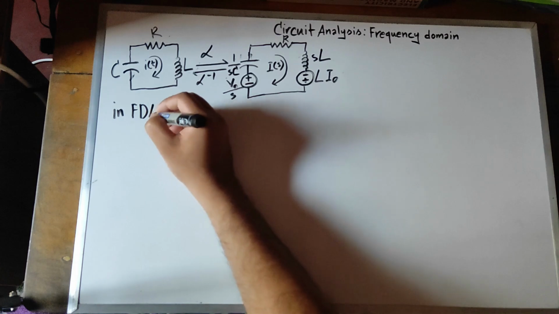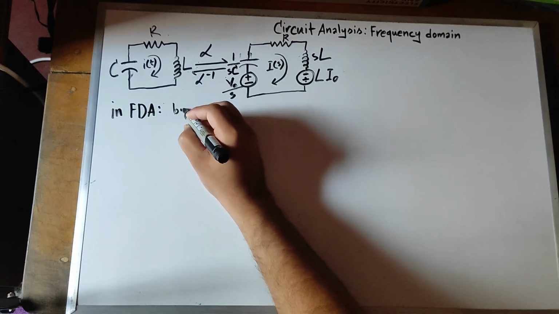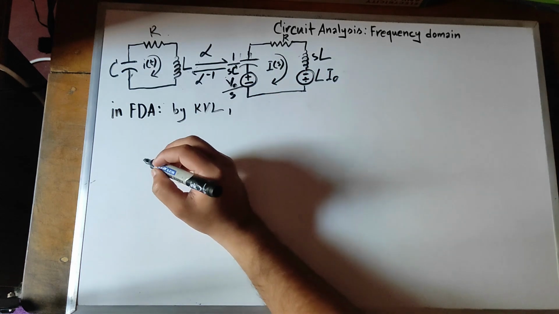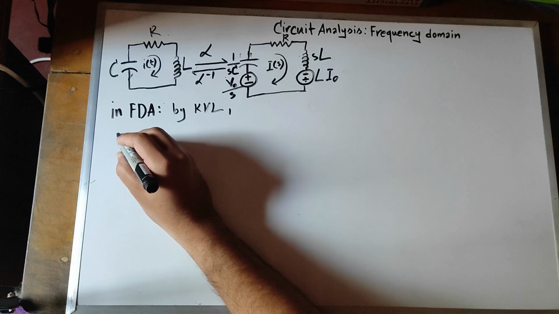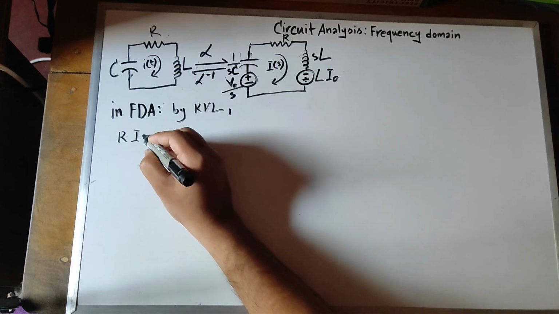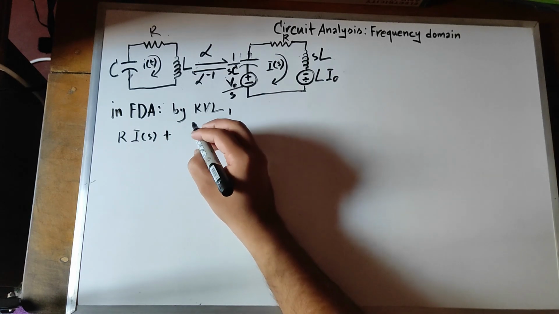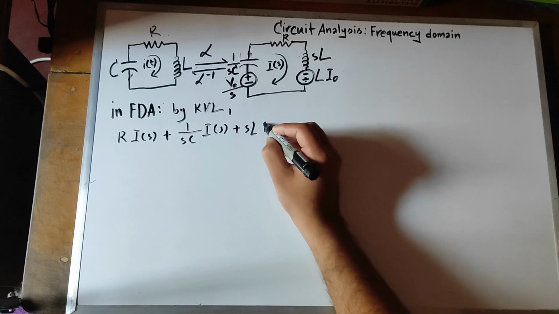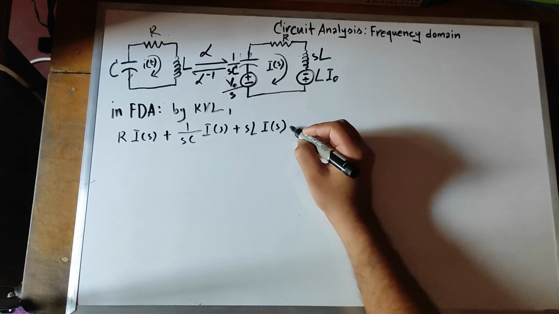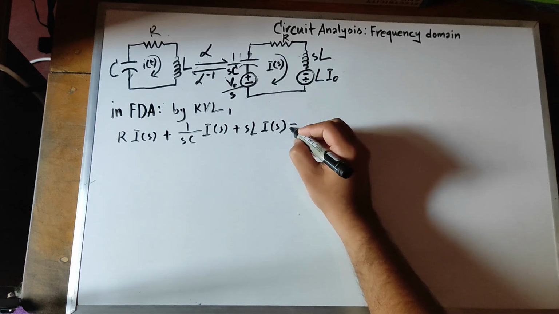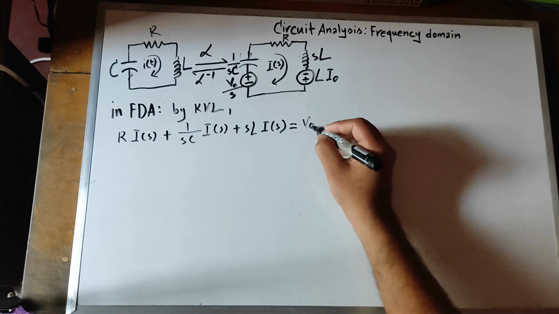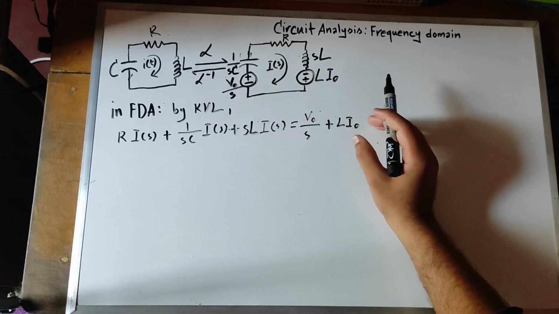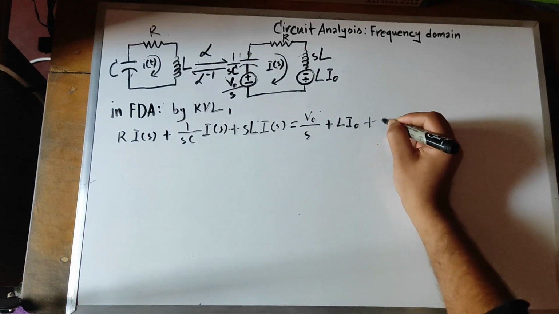In frequency domain analysis, KVL applied here with loop current I(s) gives R I(s) plus 1 by SC I(s) plus SL I(s), and the two sources, which are V0 by S, and there is no external source, so that is 0.